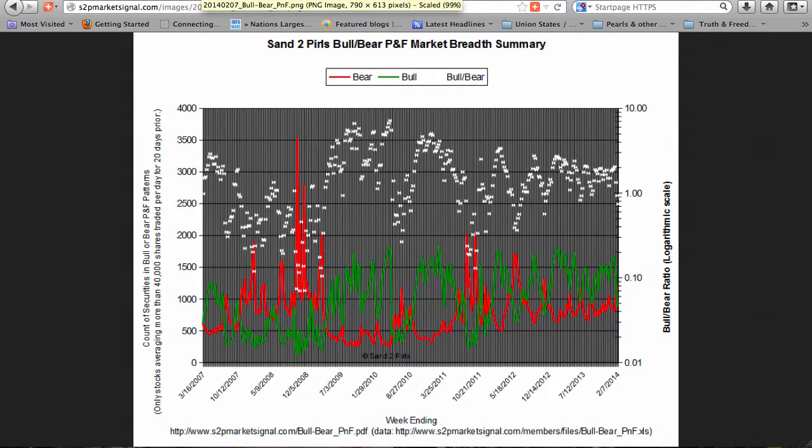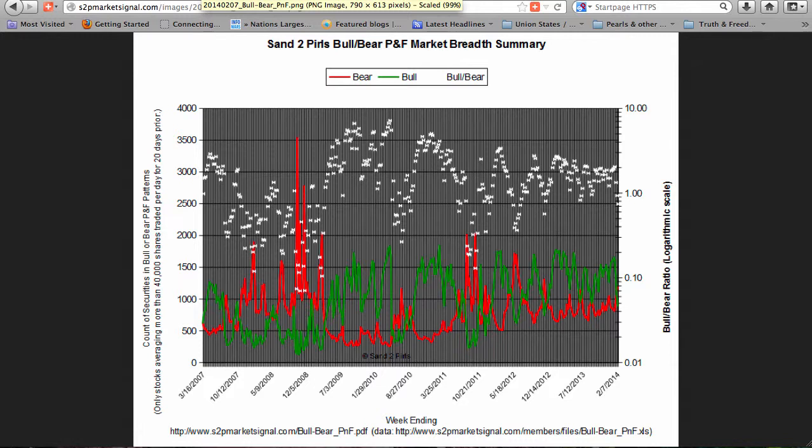2014. Market breadth. With this past week's market decline, our bull-bear point and figure ratio fell from 0.93 to 0.74, continuing further into bearish territory. The total count of securities in bullish or bearish patterns fell 5% to 2,063. The count of bearish stocks increased 5%, while the count of stocks in bullish patterns decreased 16%.